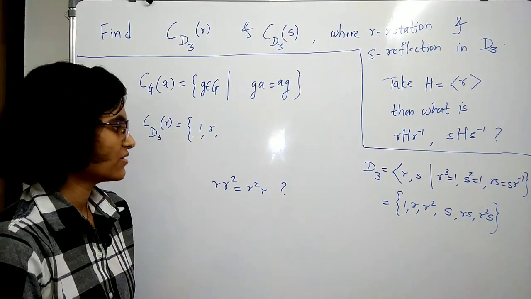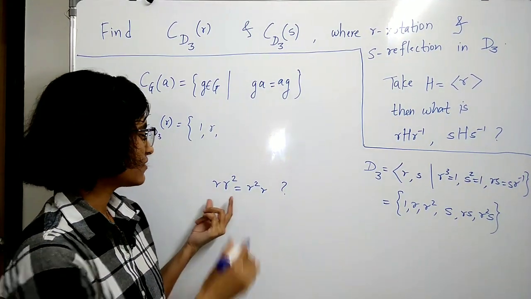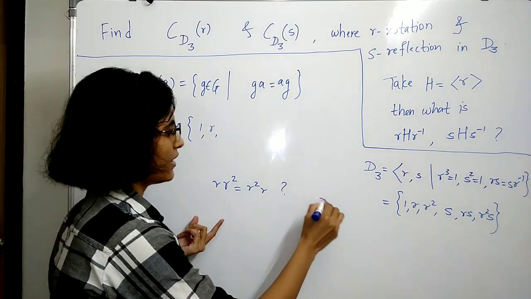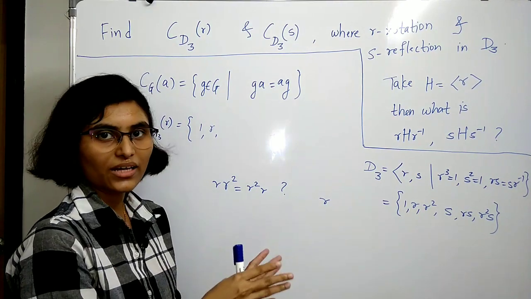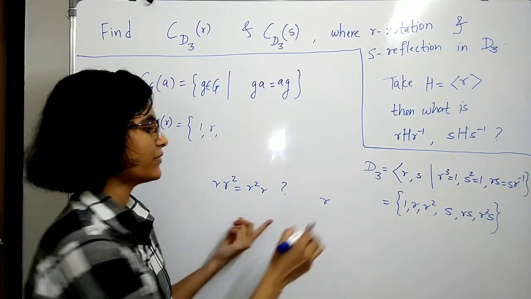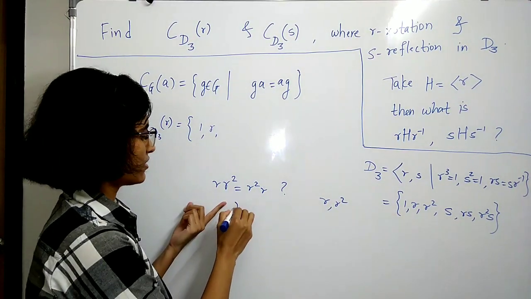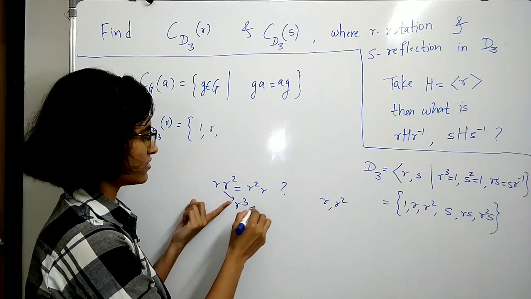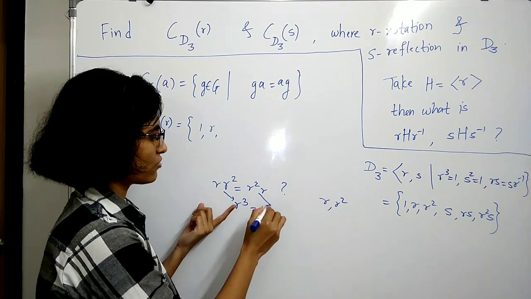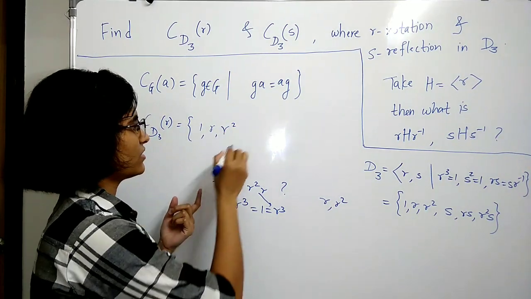Now the important thing is that whenever we have two rotations, they commute. Here R is a rotation, and R times R, the composition of two rotations, is again a rotation, so R and R square are rotations, and therefore they commute. Or we can simplify this: this is R cube, which is 1, and this is also R cube. So they commute, right? So R square is here.